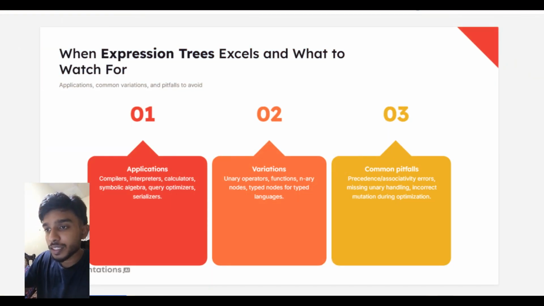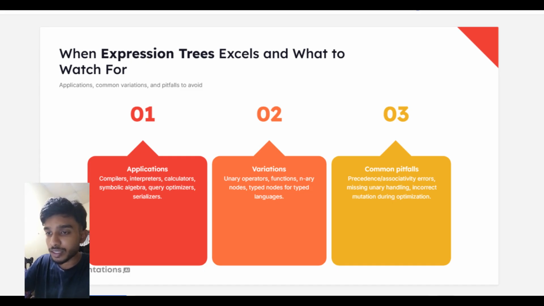I'm talking about the expression tree uses. First, applications. Compilers and interpreters are the big ones. Also calculators, symbolic math systems, database query optimizers, and even templating engines. Second, variations. The basic model can be extended. You can have unary nodes, function nodes with multiple children, or strongly typed nodes for languages like Java or JavaScript.